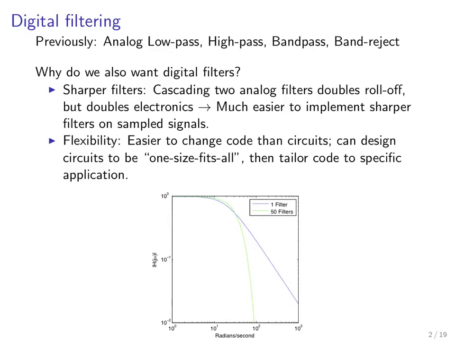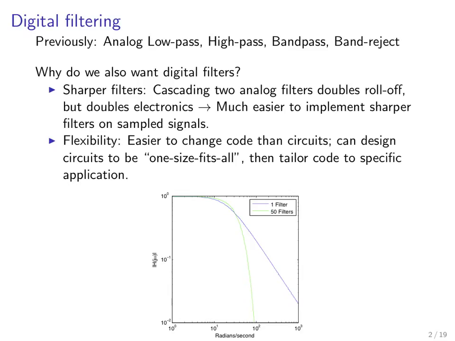So why, if we have those tools already, do we want digital filters at all? One thing that digital filtering gives us is the ability to do much sharper filtering. That is, we can get much sharper roll-off with a digital filter than we can with a simple circuit implementing an analog filter. Specifically, cascading two analog filters will double the rate of roll-off, right? You can get a sharper transition by increasing the number of cascades in your filtering circuit, but of course that doubles the electronics each time.